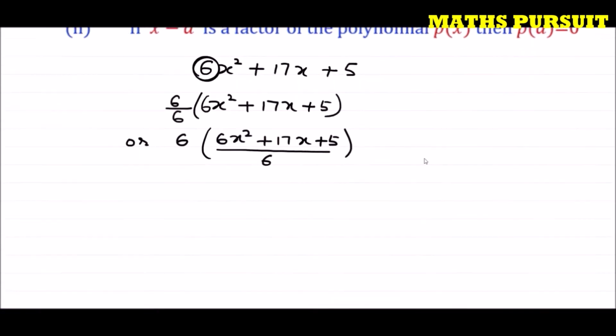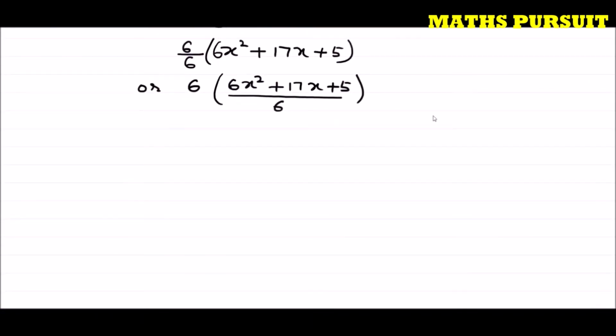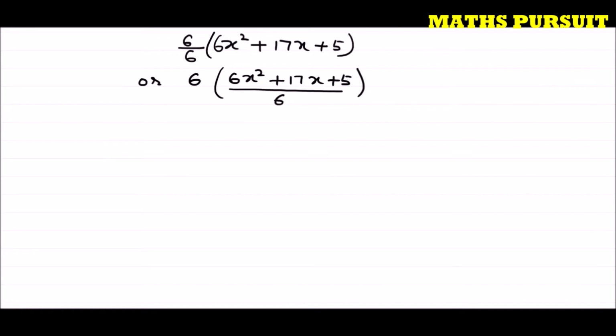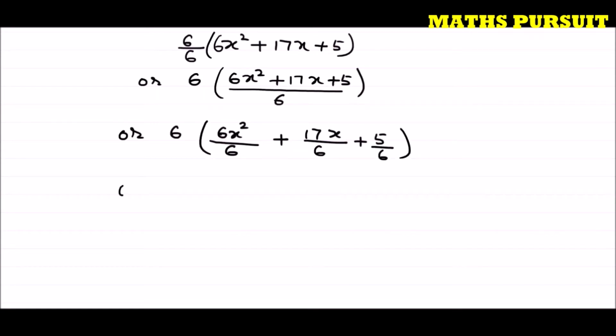So what we are getting is 6 into 6x to the power 2 plus 17x plus 5 divided by 6. Or I can write 6 into 6x to the power 2 divided by 6 plus 17x divided by 6 plus 5 divided by 6. Or I can write this one as x to the power 2. How does this 6 cancel out? We are left with only x to the power 2 plus 17 by 6x plus 5 upon 6. This is what we got now.